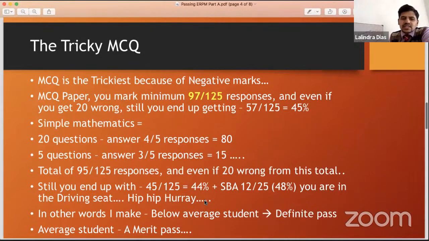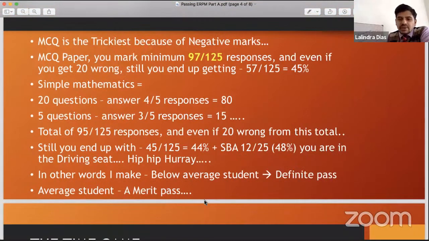So in other words, in our classes, we make the below average student a definite passable student, right? Why? 12 out of 25 is below average. 45 out of 125 is just slightly below average. So even that below average student, we get to the definitely passable state. Trust me. And also the average student, because as an examiner, I'm telling these things with examining experience, not just dreaming of things. Average student, we will definitely guide to get a merit position, which we can do.